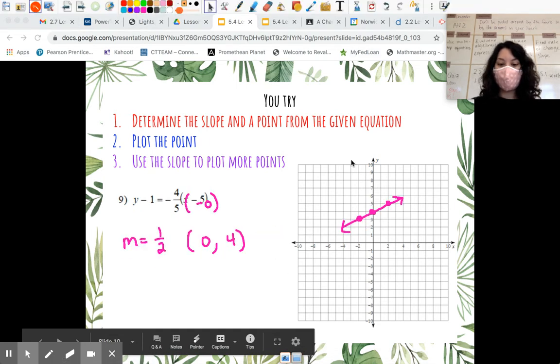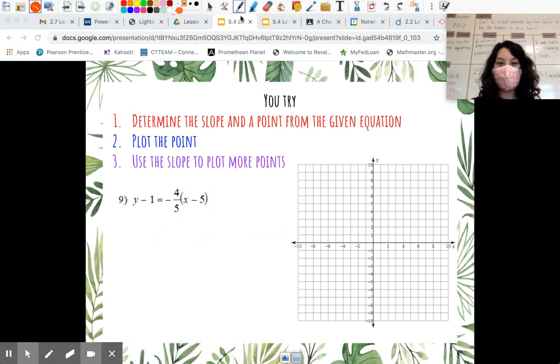Number 9, give this one a go. Just pause the video before you look at my solution here.